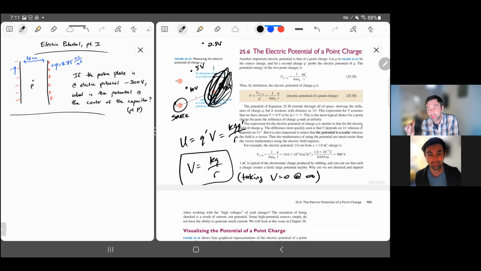So remember, there was some freedom in where you choose the 0 of your potential energy function. The same thing exists with choosing the 0 of the potential. This formula for the electric potential created by a source charge is simplest when you have this choice, V equals 0 at infinity.